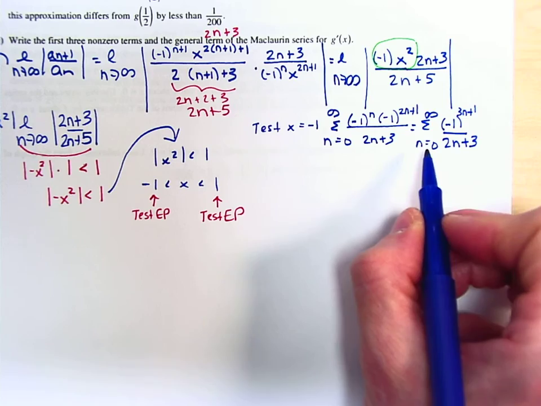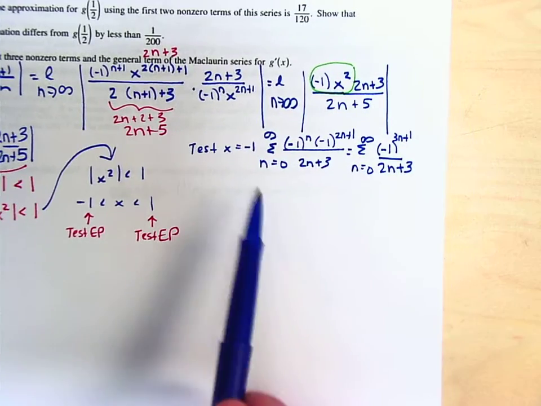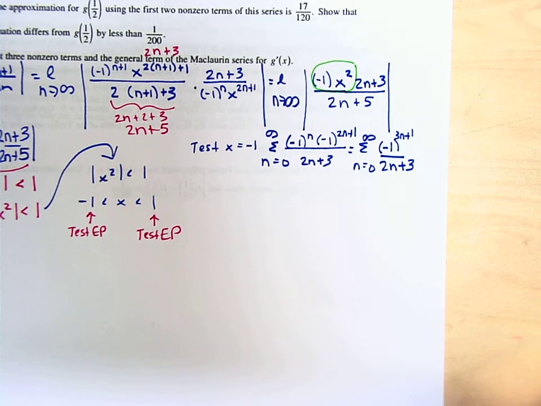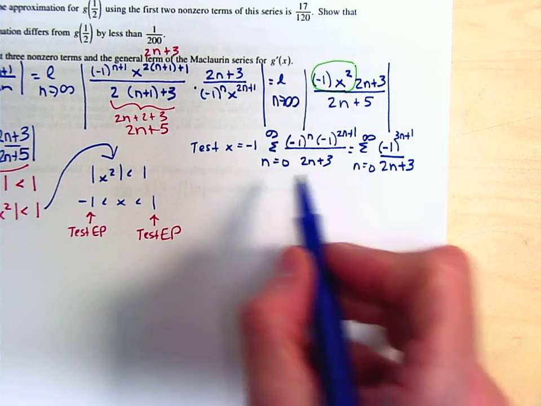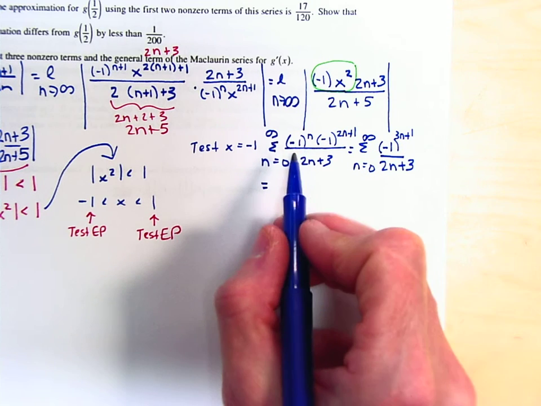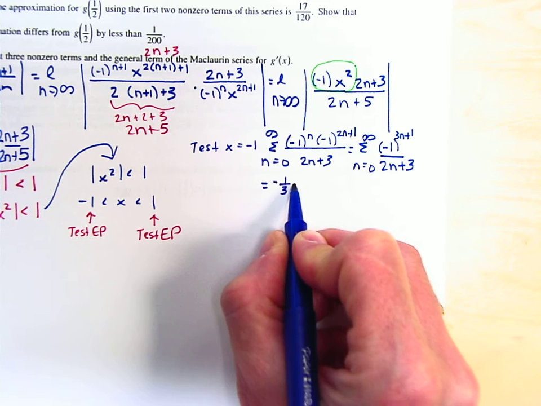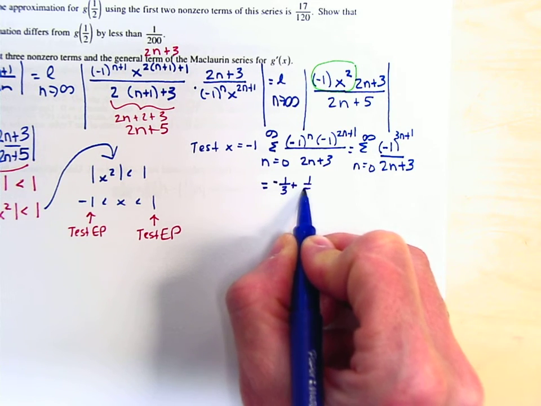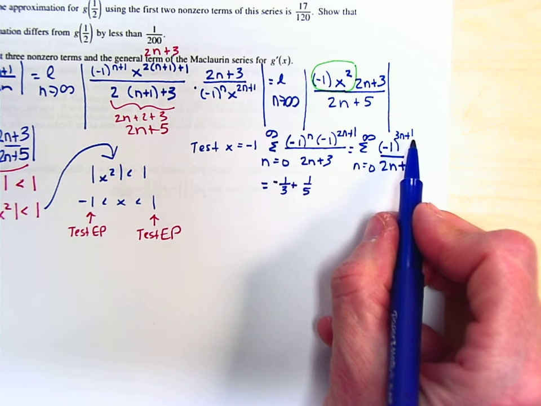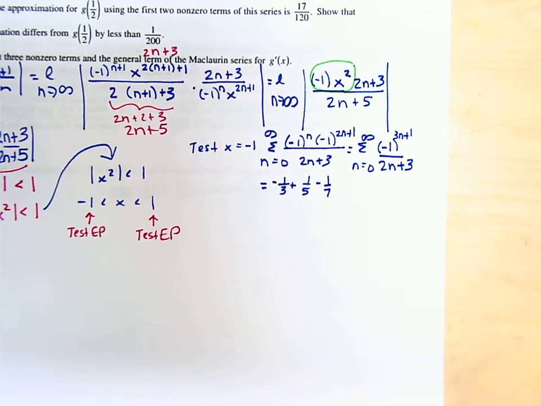And notice in the original series it goes from 0 to infinity, so does mine. So just for kind of grins, I'm going to write out a few of the terms. When n equals 0, this is going to be -1/3. When n equals 1, it's +1/5. When n equals 2, this becomes -1/7.